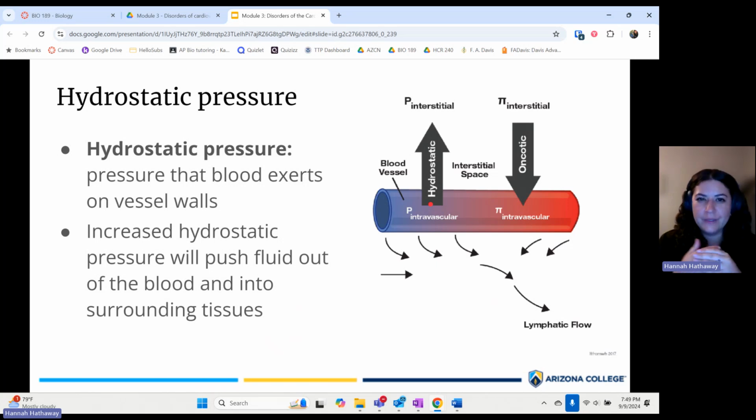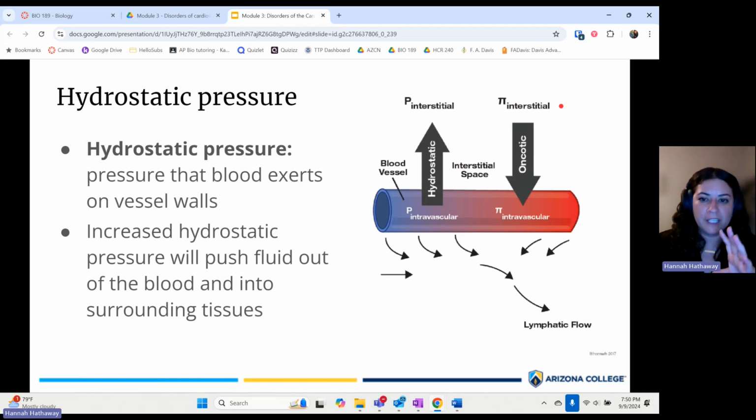The other thing that has to do with osmosis and how we learned about it more in biology classes, oncotic pressure, that has to do with the amount of solutes. So another way you can have edema is, let's say that you have a significant decrease in the amount of solutes in the blood, like maybe you drank too much water. That's going to end up causing water to move out of the blood and into the interstitial space due to oncotic pressure, and that can also cause edema.